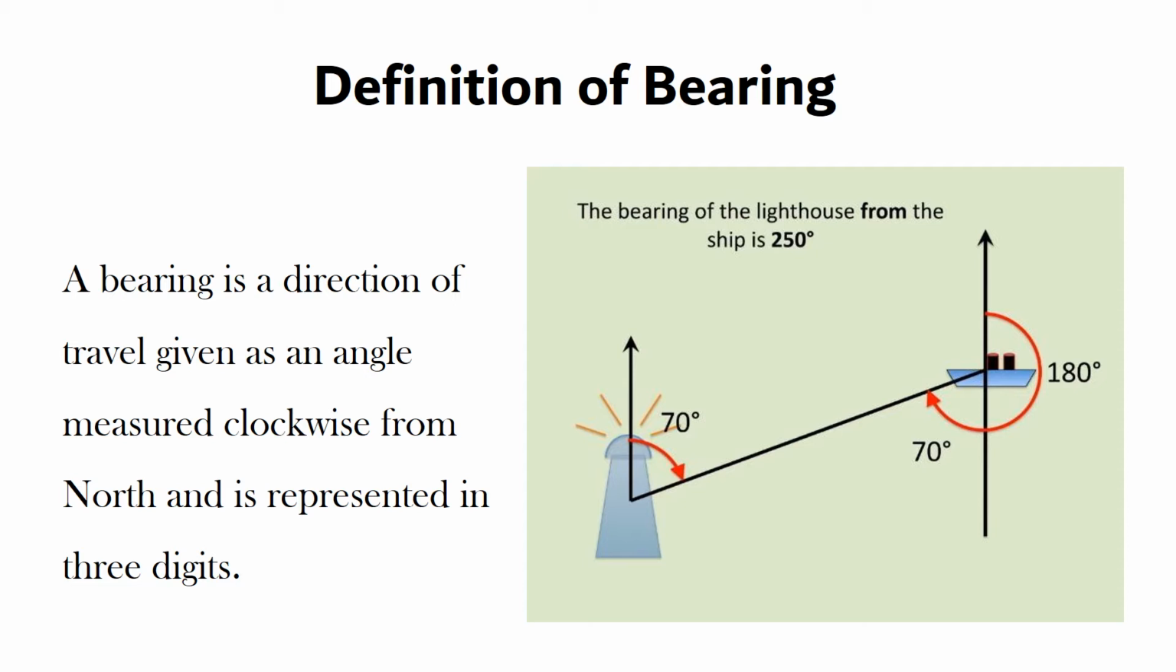So let's just go ahead and verbalize a quick definition. A bearing is a direction of travel given as an angle measured clockwise from north and is represented in 3 digits. A very simple yet compact and complex definition, taking in all angles of the idea of bearings.